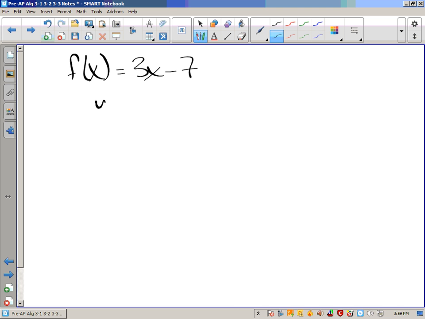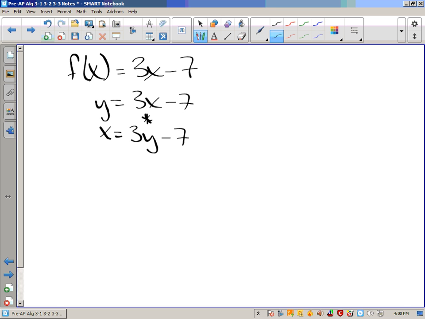I do go ahead, like they do, and replace the f of x with y, but I switch the x and y first. And then I solve, but I solve for y. What they did is they switched the x's and the y's at the end after they solved. Doesn't matter which way you do it. This is just the way I was taught, so this is how I tend to do it. But if you want to wait to switch until the end, there's nothing wrong with that.